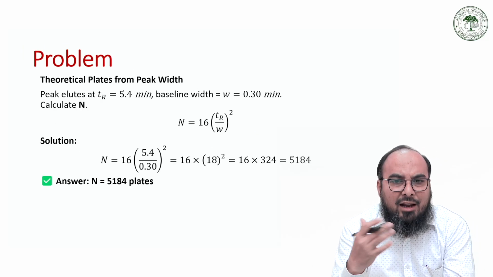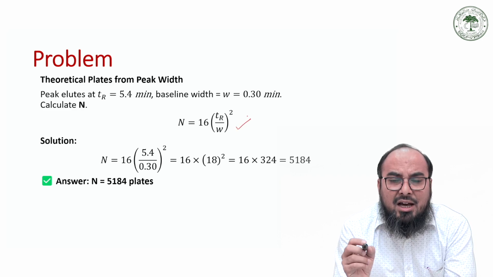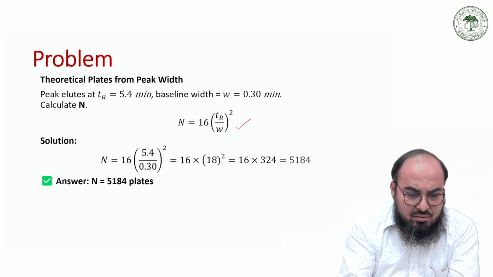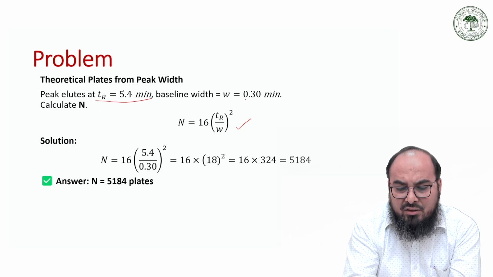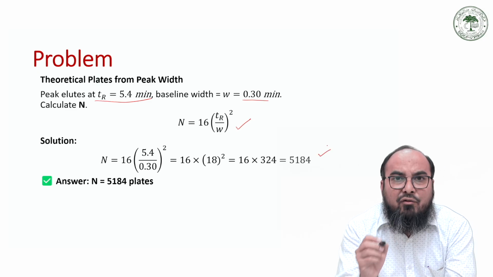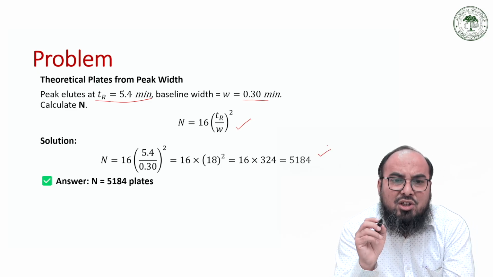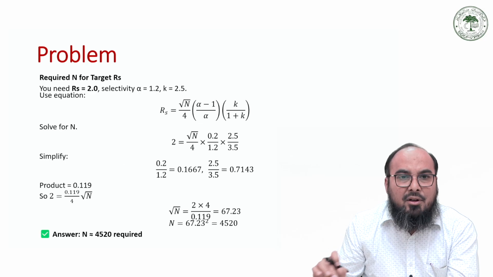Similarly, if you calculate the value of n, you have the formula here, 16 times TR upon W, whole squared. You just put in all the values, that is the value of TR here and the baseline width, which is 0.3 minute here. You substitute all the values and you get 5184 theoretical plates. Okay, this is a good number of plates.